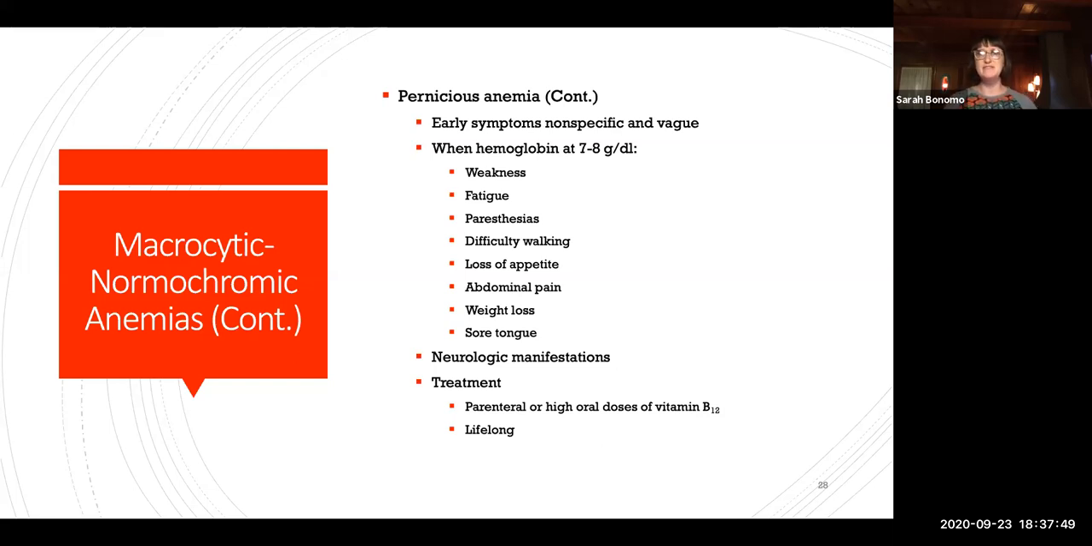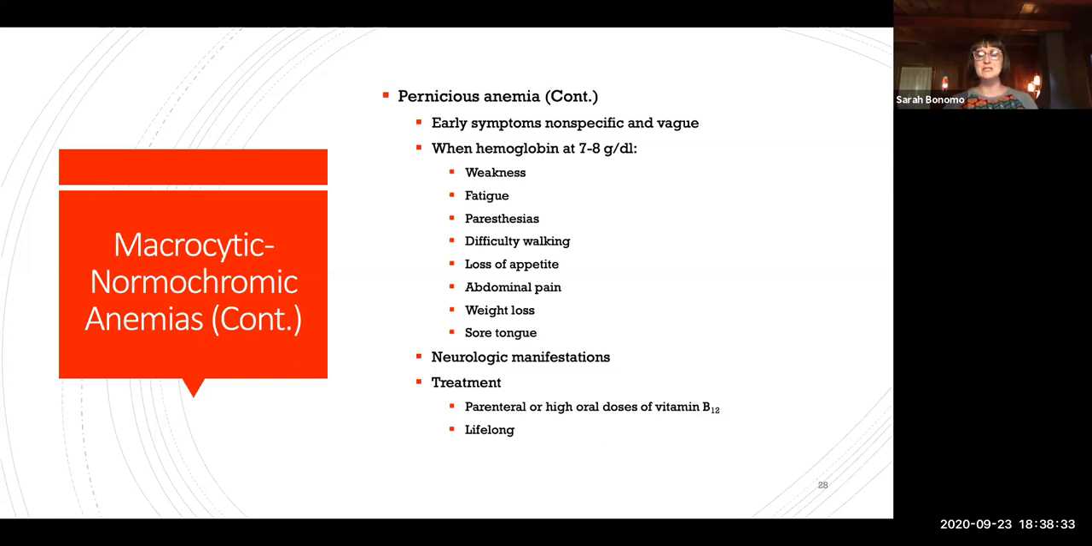This happens, we call it a beefy red tongue. It gets very large and swollen and almost smooth when patients have certain types of anemia, like pernicious anemia. Then you can also have neurologic manifestations. So what actually happens is the nerves demyelinate because of the lack of vitamin B12. And you can actually develop things like difficulty walking, neurocognitive disorders, depression, and it's very often seen, low B12 levels are very often seen in patients with Alzheimer's disease. So there could definitely be a link there.